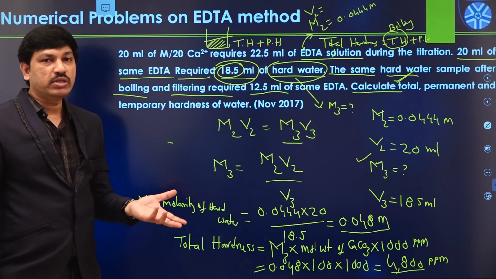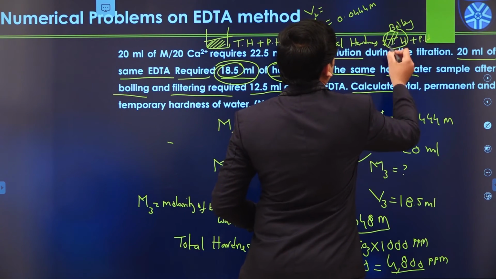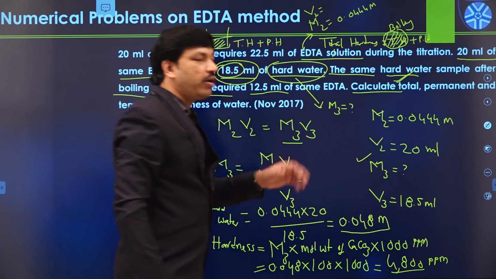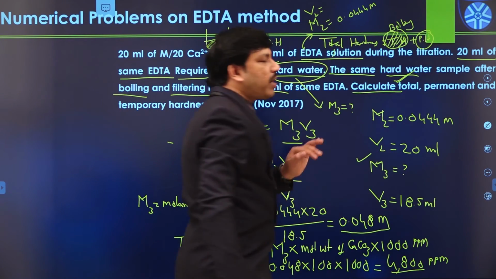So if you do the boiling process, what will happen? From the water sample, the temporary hardness is removed. So the remaining water has only permanent hardness.